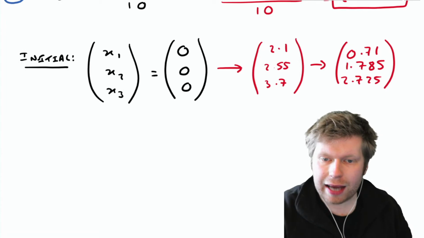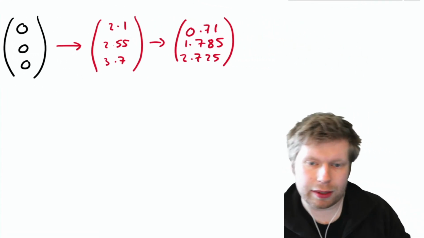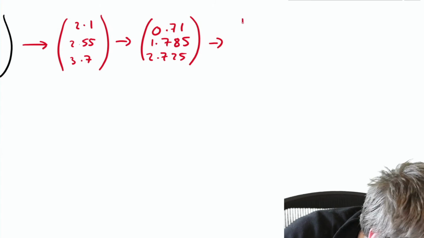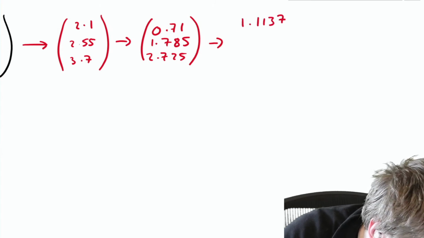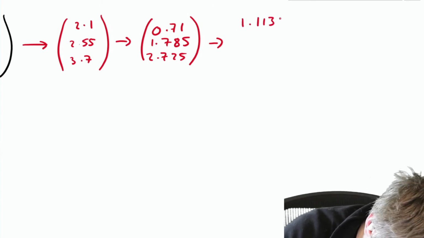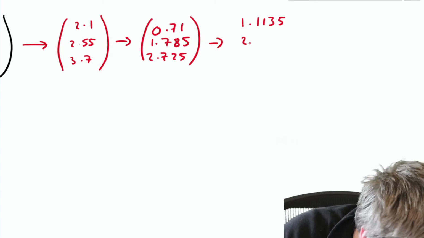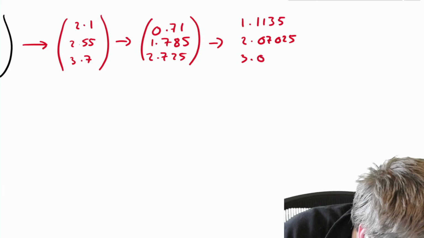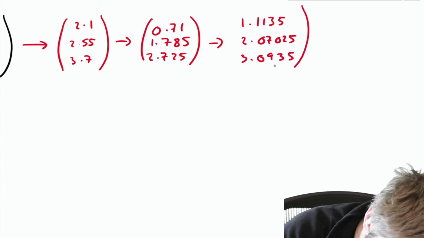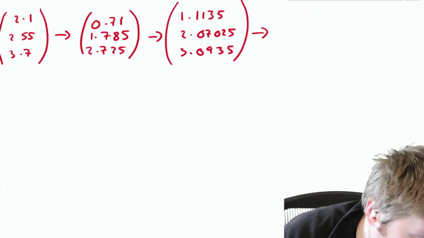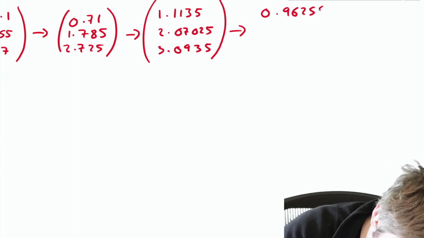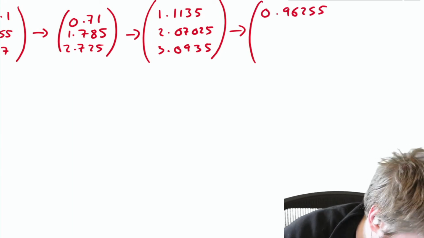Okay, and in fact, I can keep going like this. So I can now plug these equations into my equations above. And I find if I do that, x1 becomes 1.1135. My x2 becomes 2.07025. My x3 becomes 3.0935. And if I do it again, if I want to, I can do it as many times as I like. I'm going to do it one more. So 0.96255 is my new value for x1.